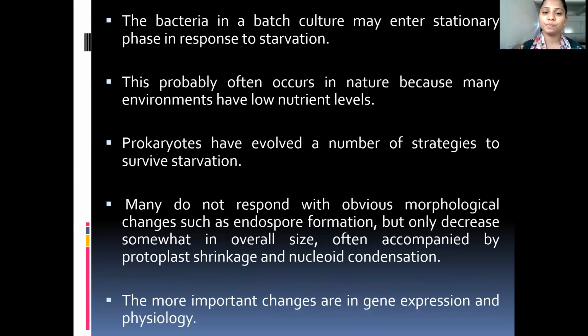Bacteria in batch culture may enter the stationary phase in response to starvation. This probably often occurs because many natural environments have low nutrient levels. Prokaryotes have evolved a number of strategies to survive starvation. Many do not respond with obvious morphological changes such as endospore formation, but only decrease somewhat in overall size, often accompanied by protoplast shrinkage and nucleoid condensation. The more important changes are in gene expression and physiology.